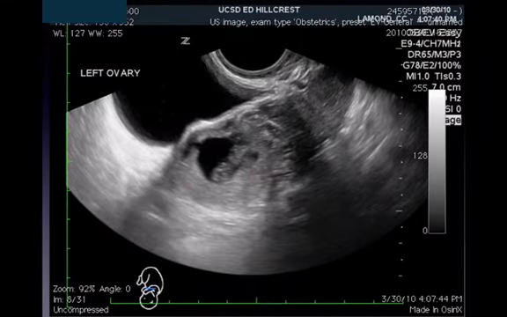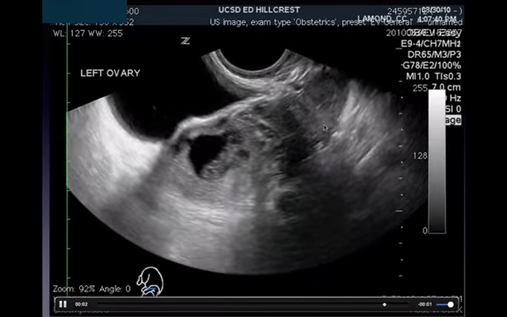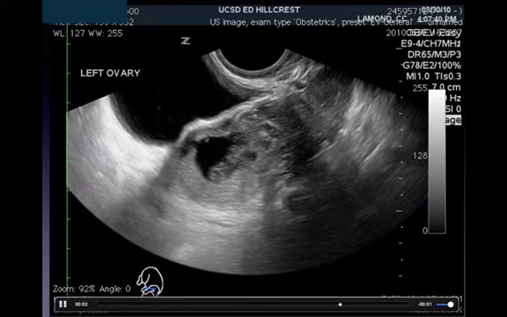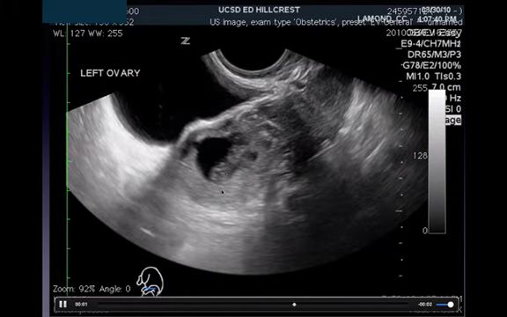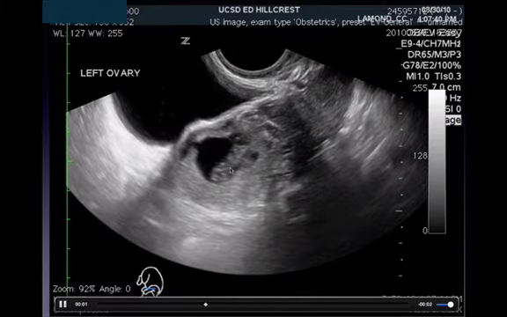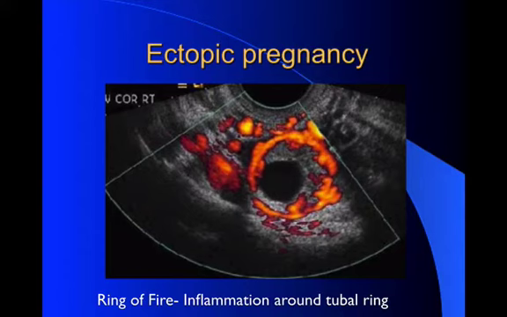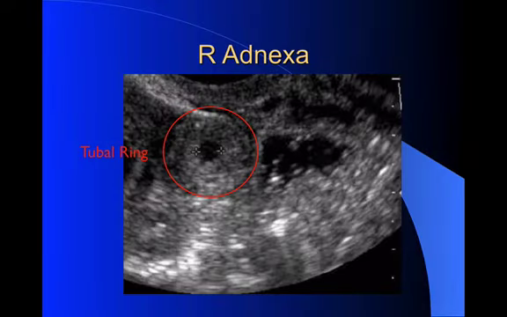And what we'll usually see in an ectopic pregnancy is we'll see the ovary out laterally, and in between the ovary and the uterus, we will see an adnexal mass, or in this case, we will see a live ectopic with a heartbeat. So we'll see a tubal ring, and sometimes we'll see this heartbeat 15 to 20% of the time. Oftentimes we will see a ring of fire or inflammation around the tubal ring. This is another example of a tubal ring and an ectopic pregnancy.